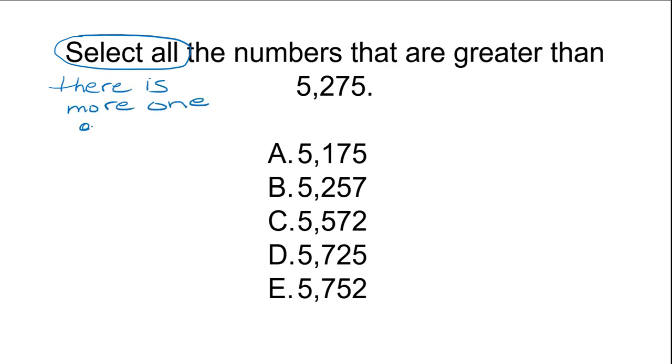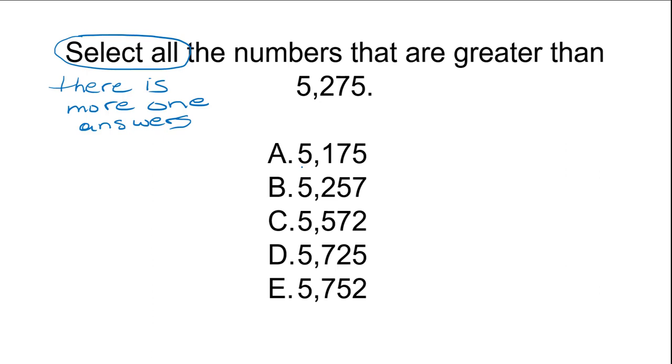Now, does that mean that there's only 2 answers? No. There may be 3 or 4. Anything that's more than 5,275 could be an answer. So I don't just select one answer in this instance. So I'm going to look closely at all my digits to make my determination.